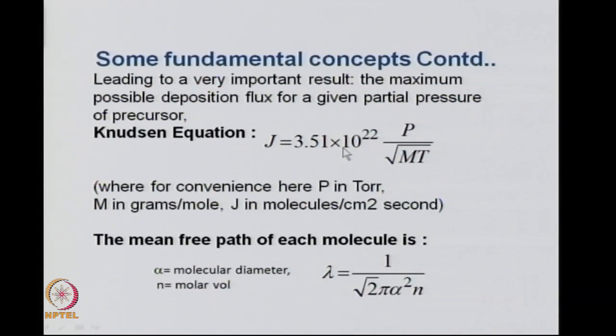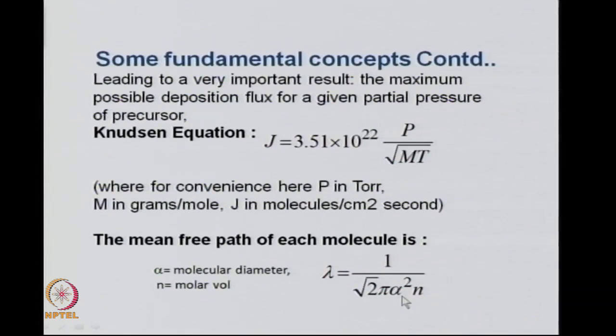Another quantity which is important is the mean free path of each molecule, that is the distance the molecule travels before it is hit by another molecule. The mean free path, given by lambda, is given by this equation, where the mean free path is inversely proportional to the square of the molecular diameter and also inversely proportional to the molar volume.